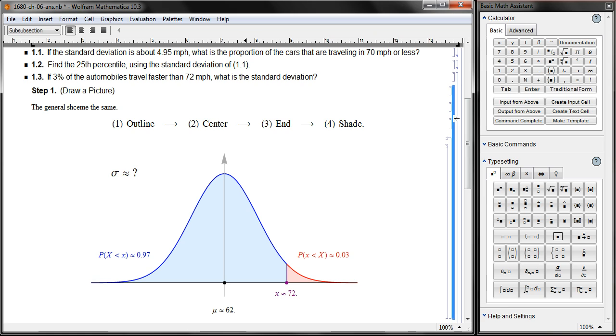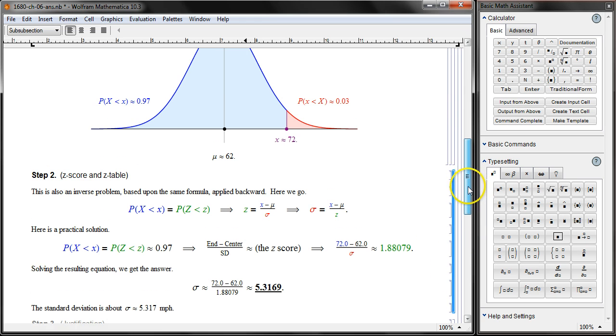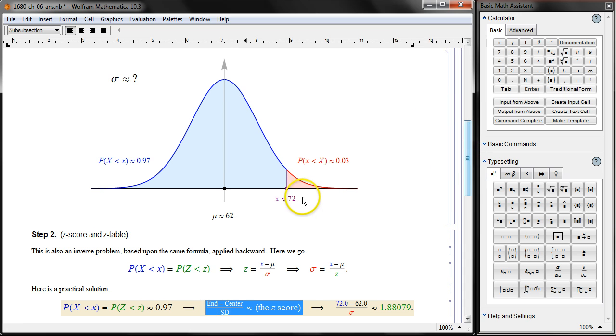What formula do you use? Again, the same thing. Z equals x minus mu over sigma, or end minus center over standard deviation. Well, here we go. X minus mu over sigma, but more practically, end minus center over standard deviation is the z-score. What is the end? 72. What is the center? 62. You see, if you don't draw the picture, it's very hard to get all these numbers in.